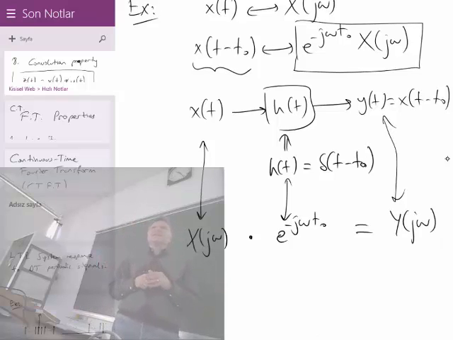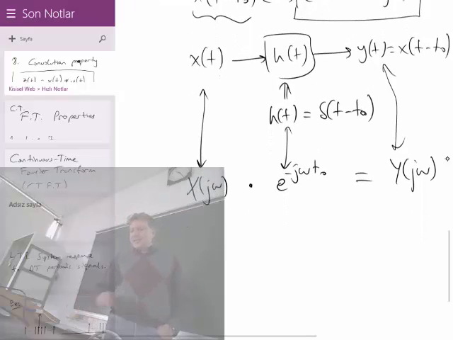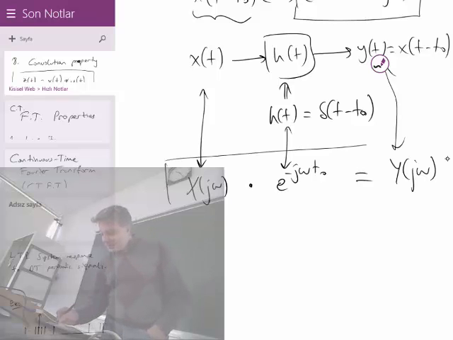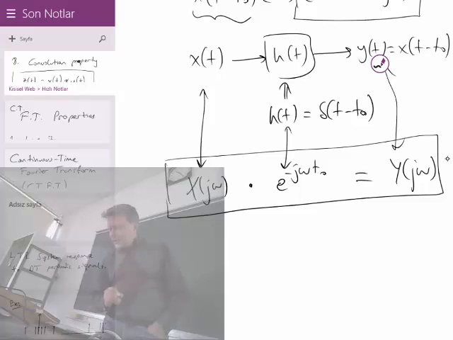You can think of it like this as well. Even the simplest delay or shifting system is a system which has a frequency response, and the frequency response is the Fourier transform of h(t), which is the Fourier transform of delta(t - t0), and that is e^(-j omega t0). So when you multiply it with X(j omega), you will get the output Fourier transform.